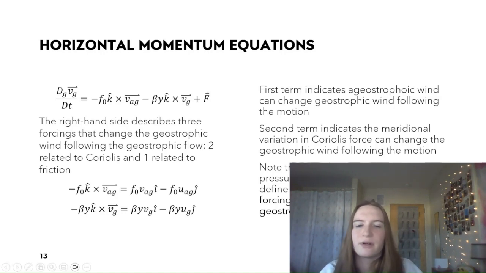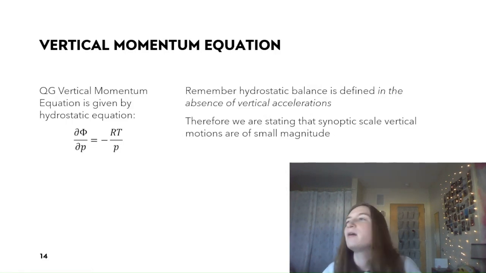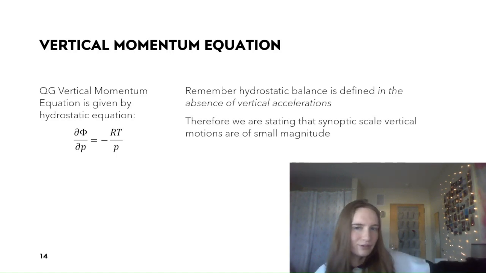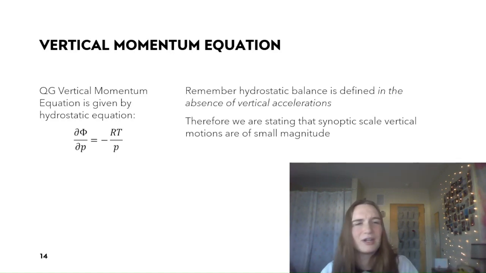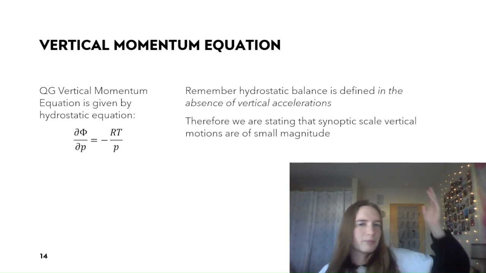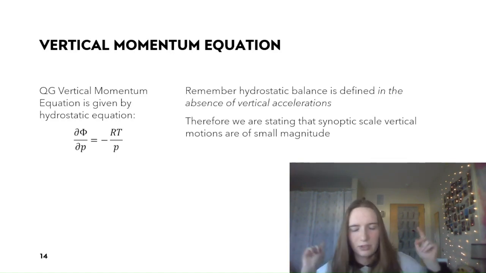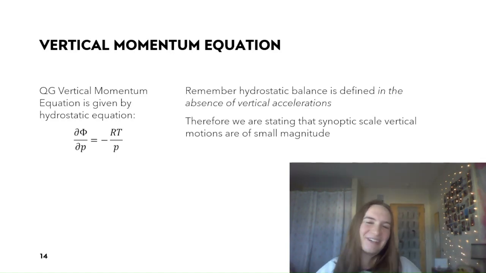All right, let's talk about vertical momentum then. Our vertical momentum equation is given by our hydrostatic equation. Why is it given by our hydrostatic equation? When we're in hydrostatic balance, there's no vertical motion. Our upward pressure gradient is balanced by gravity, and there's no motion. That's right, because in geostrophic balance, there is no vertical motion. So we can use our hydrostatic equation. We don't need a new one.